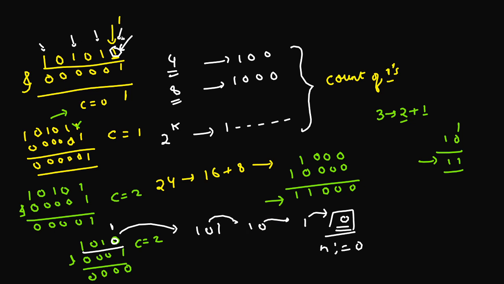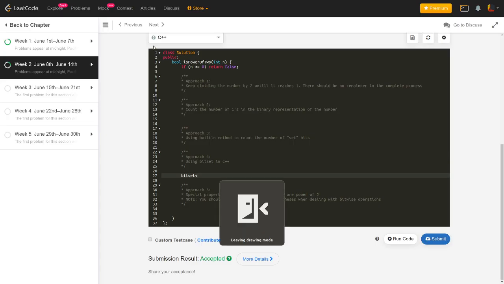Okay, so bitset's count method actually gives you the option to count the number of set bits, which is to count the number of ones in the binary representation of a number. So what we'll be doing is declaring a bitset. If you see, we always have to declare a bitset of a particular size.